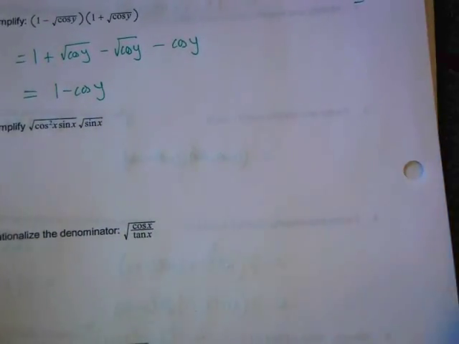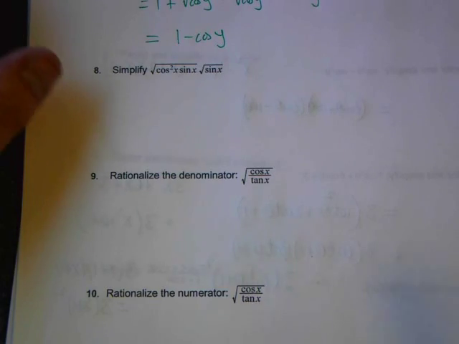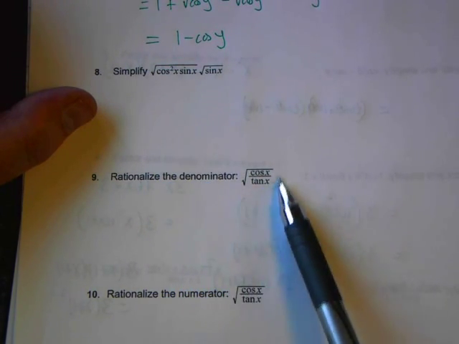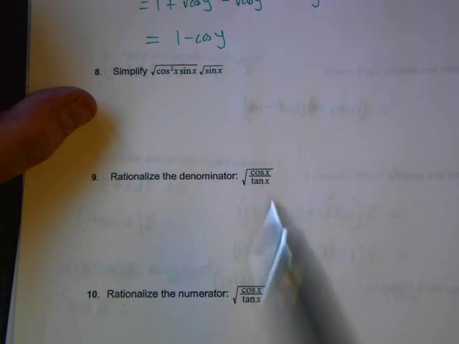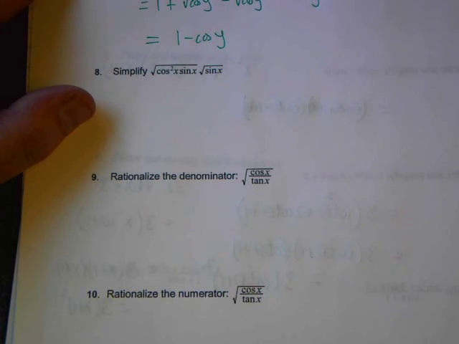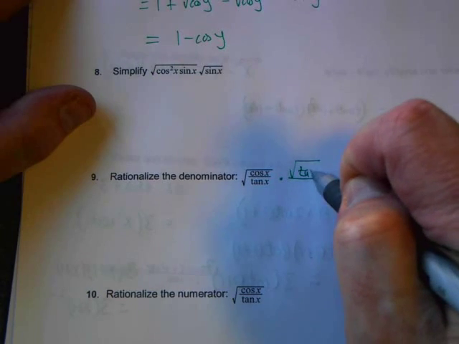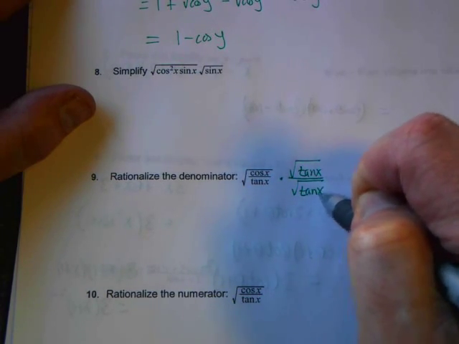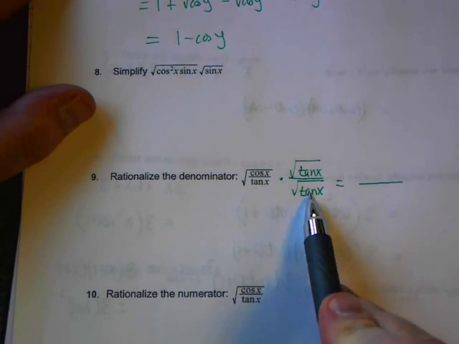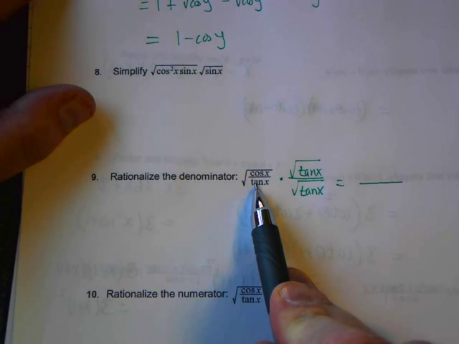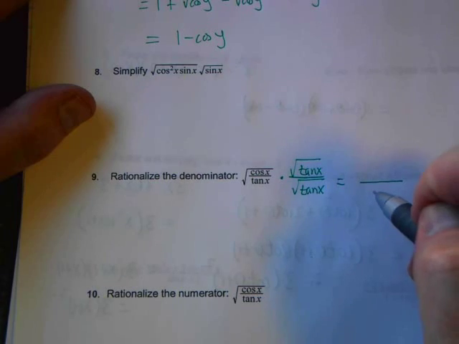All right, number 8 I'm going to skip. Number 9. Rationalize. What does the word rationalize mean? Get rid of square roots. So this one says rationalize the denominator, which means I want to write this as a fraction where I don't have a square root on the bottom. So what would I do to get rid of that square root down on the bottom? I'm going to multiply top and bottom by something. Square root of tangent. Why square root of tangent? Okay. So on bottom, what's square root of tangent times square root of tangent? It's just tangent, because it would be square root of tangent squared, so that would just be tangent.